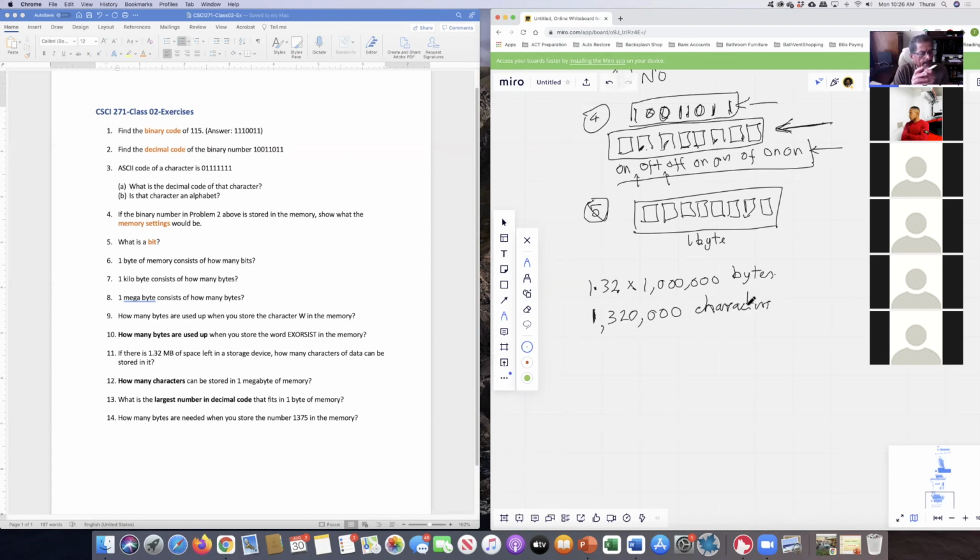All right. So you provide the answer this way. But if you say 1.32 billion, which is correct, that's not how you answer when they ask how many characters. You really have to convert it to a whole number.